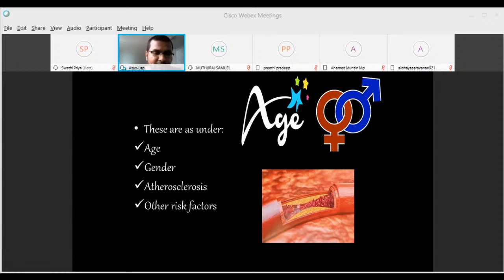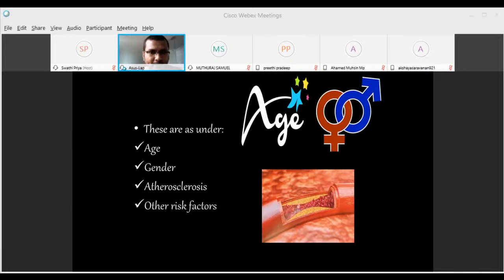What do you mean by atherosclerosis? That is, atherosclerosis, you can see the picture here, due to the accumulation of fibrofatty plaques in the artery, which makes the passage narrow. So in this particular area, the blood pressure will increase. That is, the arteries become narrowed and hardened due to the buildup of fibrofatty plaques.